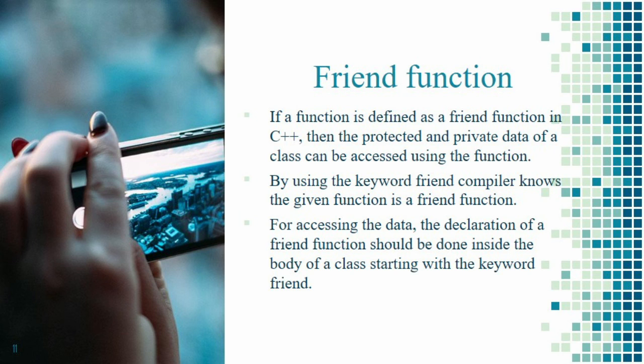If a function is defined as a friend function in C++, then the protected and private data of a class can be accessed using the function. By using the keyword friend, the compiler knows the given function is a friend function. For accessing the data, the declaration of a friend function should be done inside the body of a class, starting with the keyword friend.